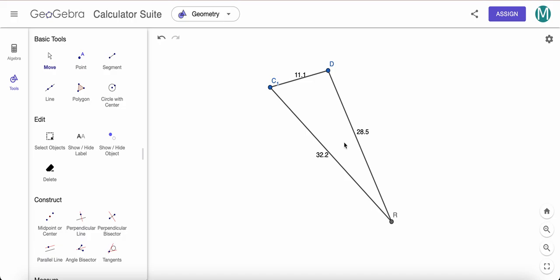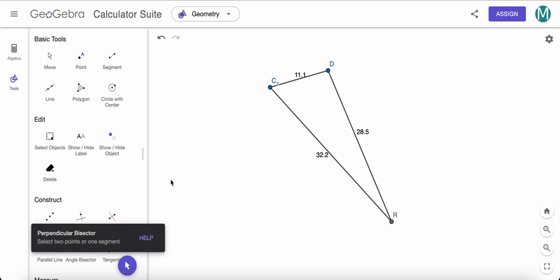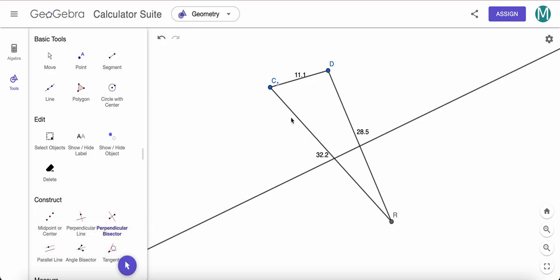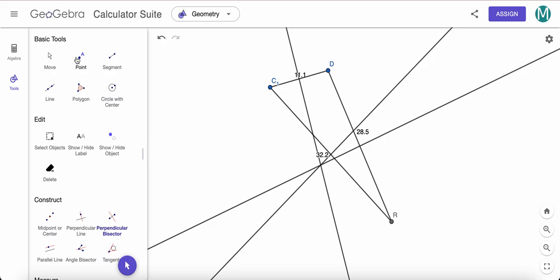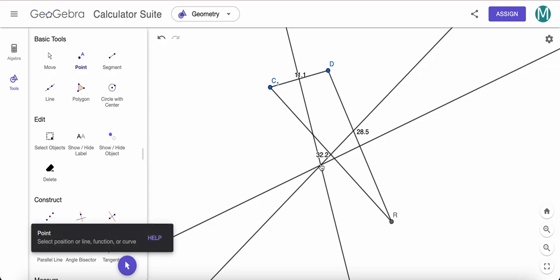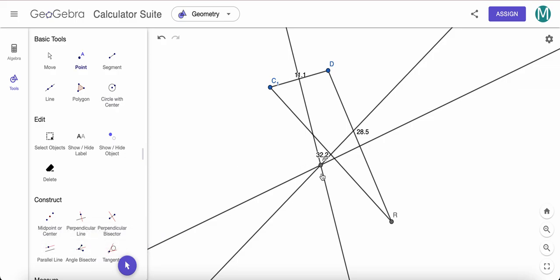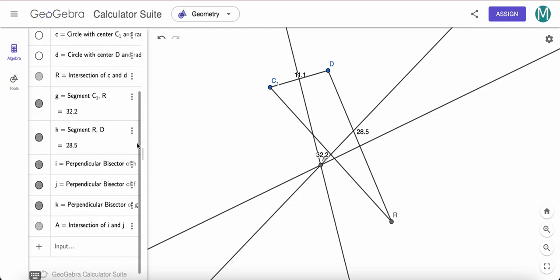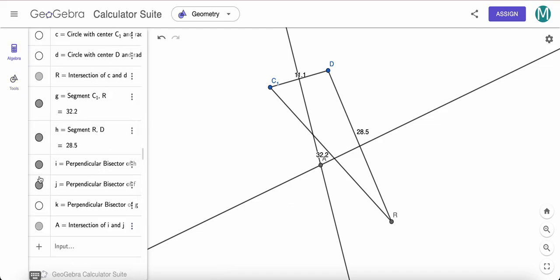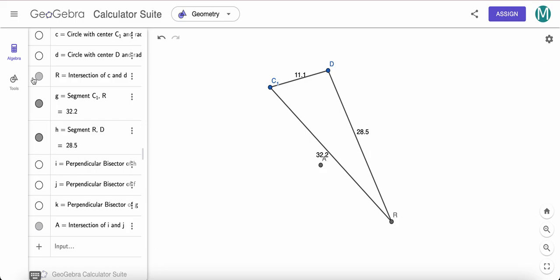We are gonna use the circumcenter. So to find the circumcenter, we are gonna use the perpendicular bisector of each side. So I'm gonna use this one, and the perpendicular bisector of this one. If I use this one, at that point, let's make it A. Okay, I'm gonna hide the rest: this one, this one, and this one.